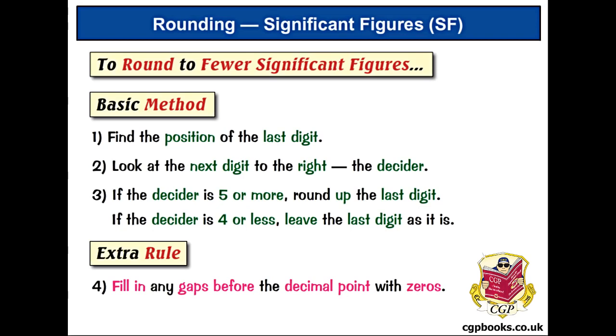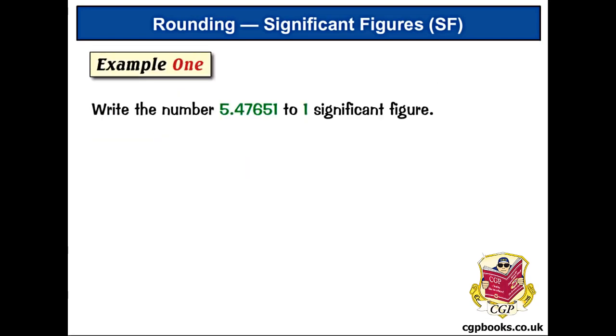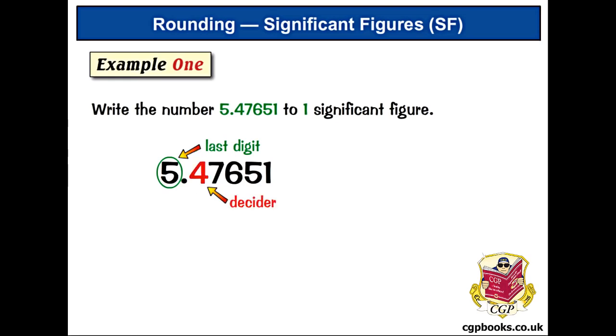Okay, let's run through a few examples to show you what all this means. Write the number 5.47651 to one significant figure. Okay, so the first significant figure is 5, and we only want one significant figure, so this is also the last digit. So I'll circle that. The decider is 4, and we can ignore everything else to the right.